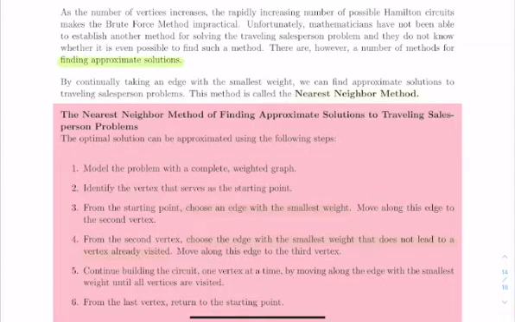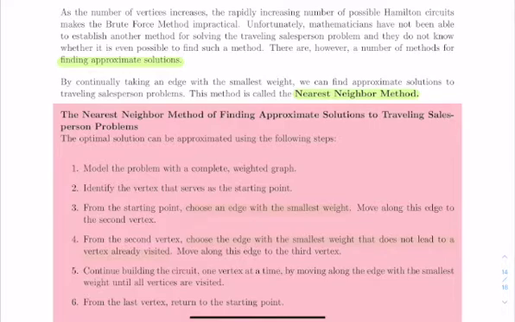So the only way to be sure that it is the most optimal solution is the brute force method. But as you can already see, just even doing those 6 circuits took us a long time, let alone if we were looking at 5,040 of them. Nobody wants to do that by hand. So we have ways of approximating solutions that are pretty good. By continually taking an edge with the smallest weight, we can find the approximate solutions to the traveling salesperson problems, and we call this the nearest neighbor method.